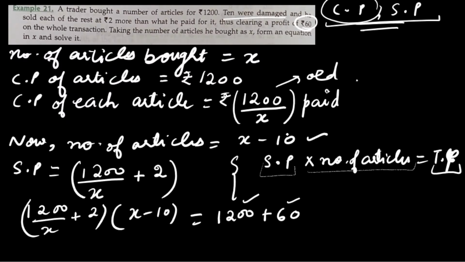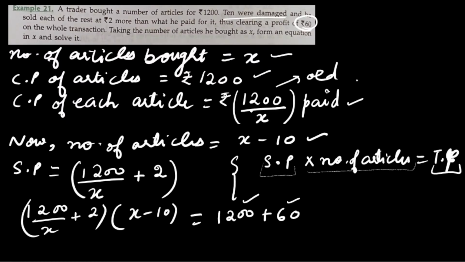So once again I'll repeat what was given to us, because these equations are very logical and we have to think while forming an equation. The number of articles purchased was X. At that time how much was spent? 1200 in total. That means for each item 1200 by X. Now what happened after this? The number of articles got reduced by 10 because 10 articles were damaged.